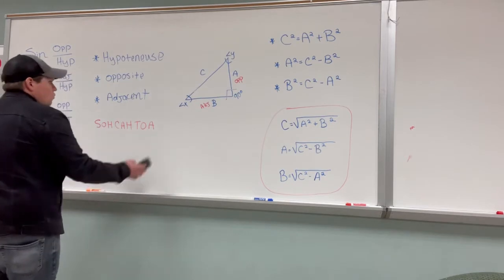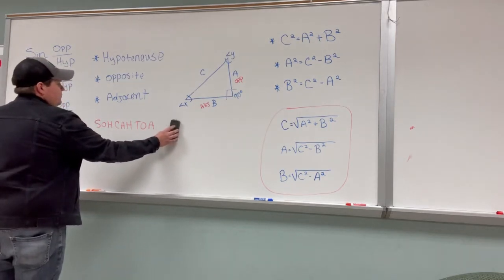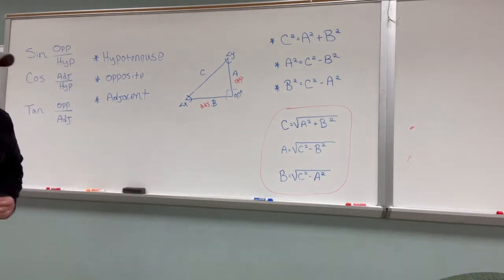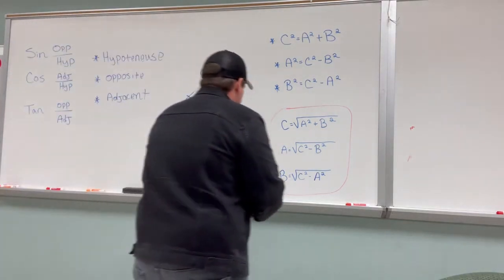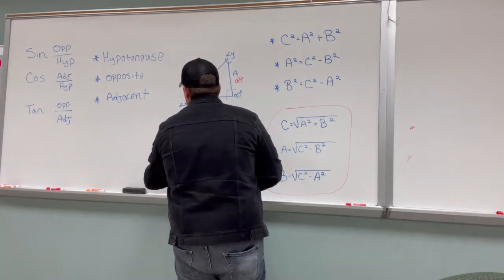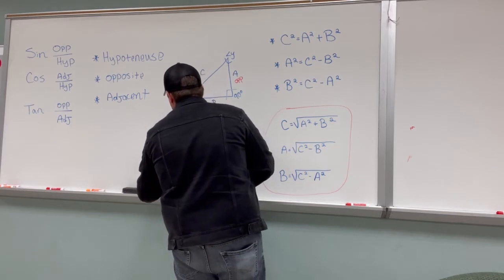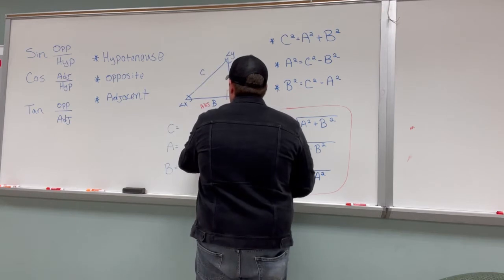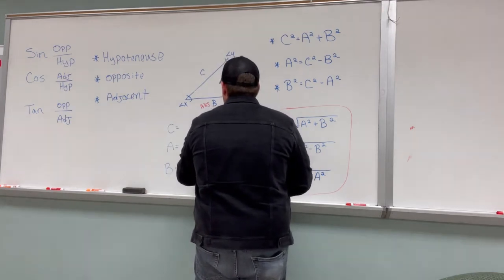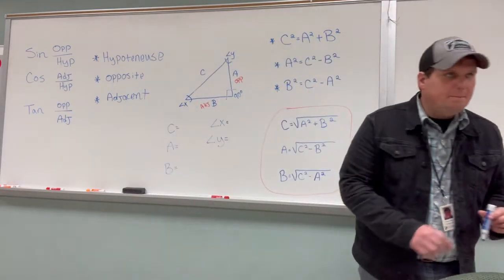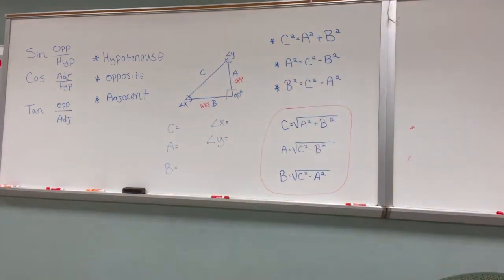Okay? So what we are going to do is set up C, A, and B, angle X, and angle Y. Okay? So we have C, A, B, angle X, and angle Y.